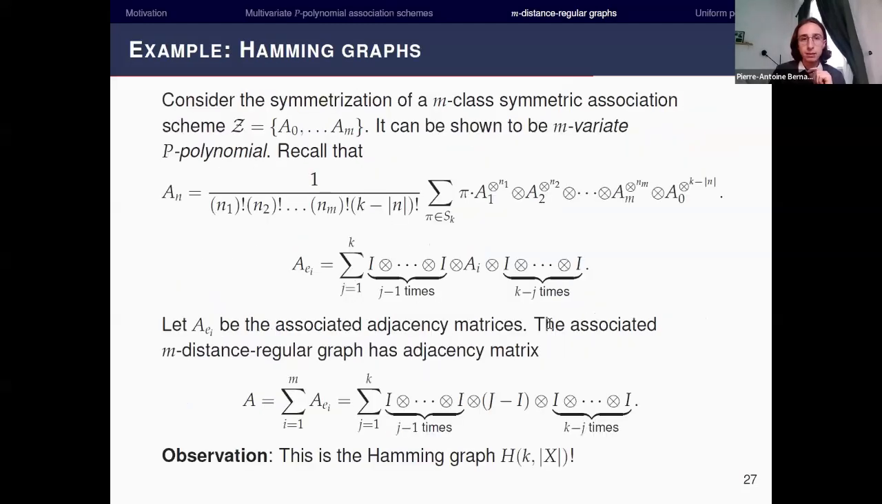And here we have just an example, because if there was no example, it would not be interesting.